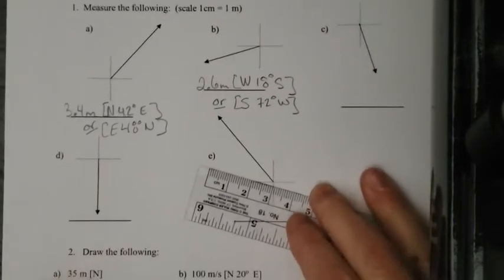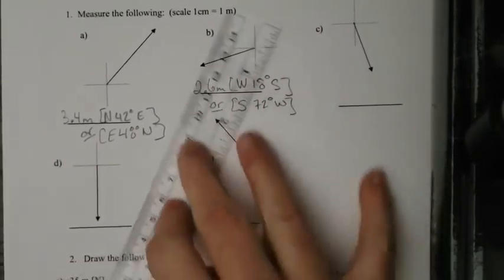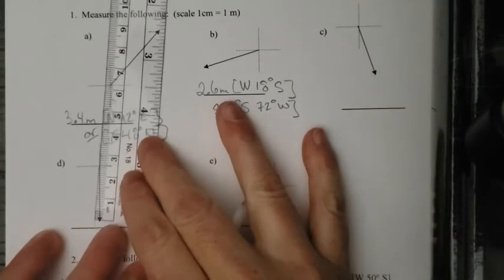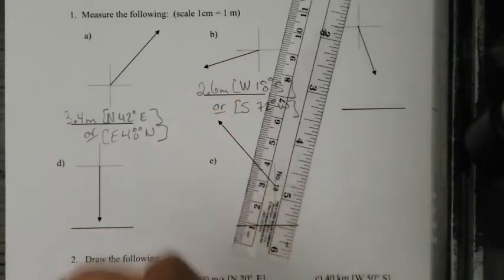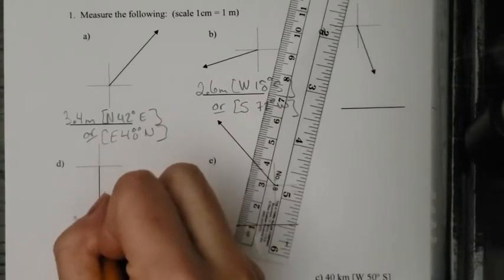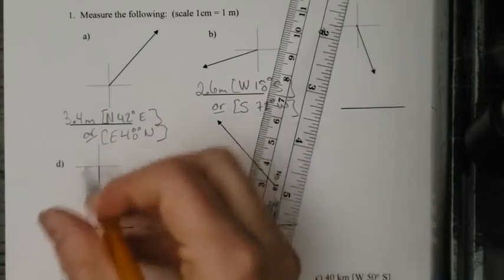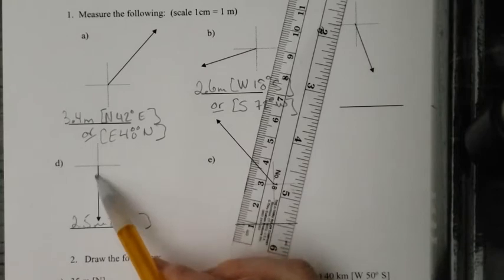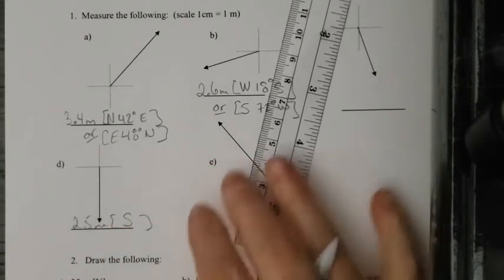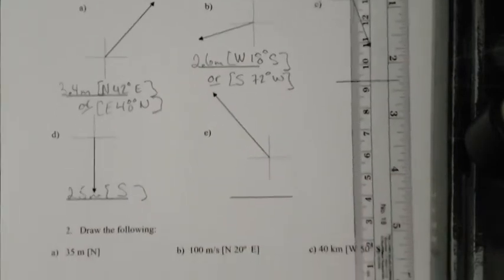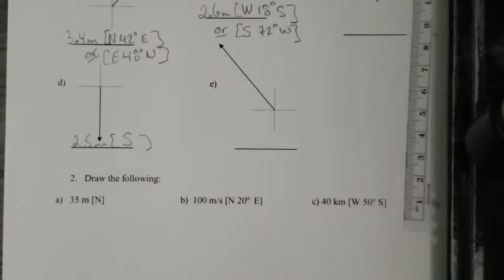This example is kind of interesting. When I put my ruler down and measure to the tip of the arrow, that looks like about 2.5 meters. And there's no angle this time. I'm pointing directly south, so all I would do is write down south. And that's how you measure angles. Next, we're going to draw them.